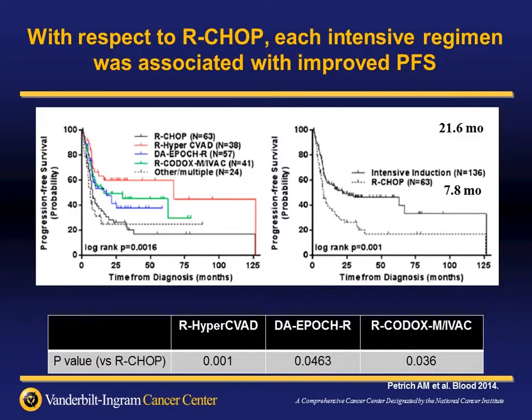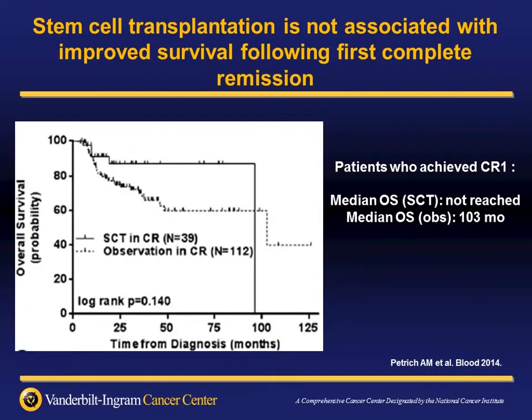But with respect to R-CHOP, if you compare each intensive induction regimen, they did do better with progression-free survival. And that includes R-Hyper-CVAD, dose-adjusted R-EPOCH, and R-CODOX-M, which is a pediatric Burkitt protocol. Stem cell transplantation, however, was not associated with improved survival following first complete remission. There's a trend, but if you achieved a complete remission with whatever regimen you used, with some of the more intensive ones, you may not need to add stem cell transplant.